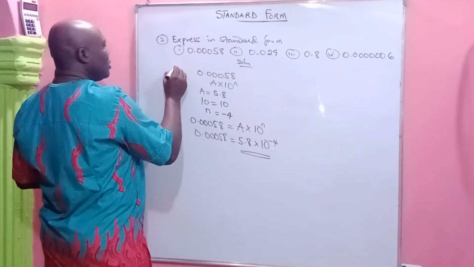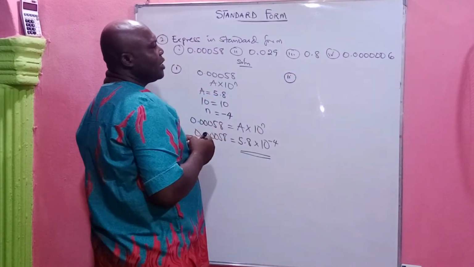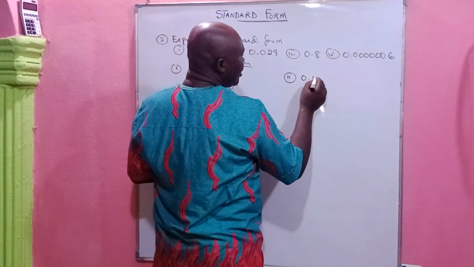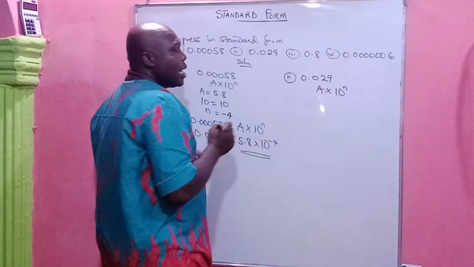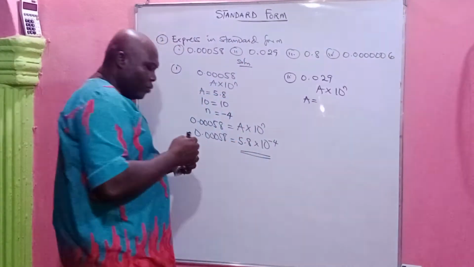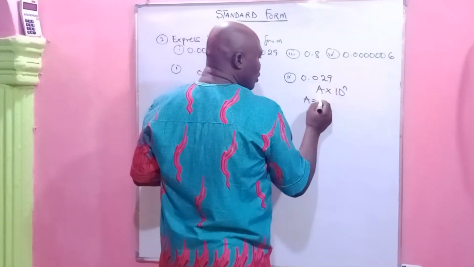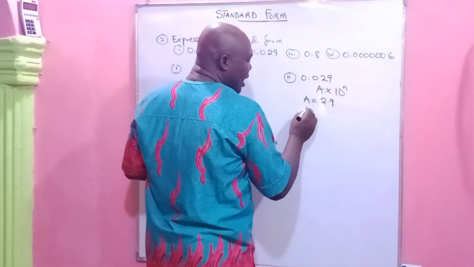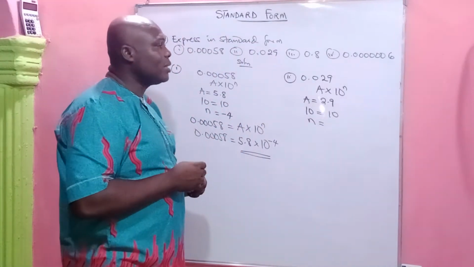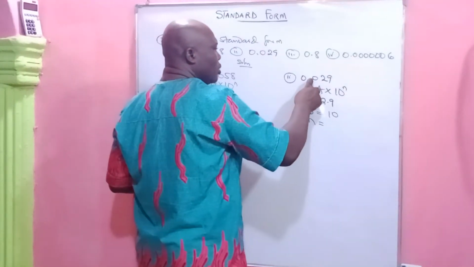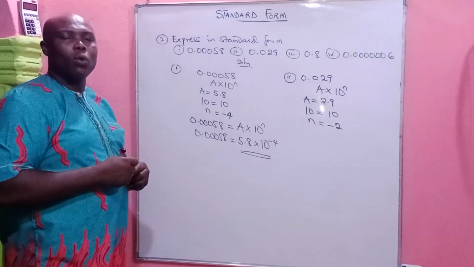So that's part I. So we want to take the second one, II. We want to express 0.029 in the form a times 10 raised to power n. And of course, our a is going to be to move the decimal point and position it after the first significant figure. All right, so that will be 2.9. Your 10 is a constant, and n is the number of times you have moved the decimal point backwardly. All right, so we are going to have 1 and 2. So that will be -2 because we are moving it in the backward direction.